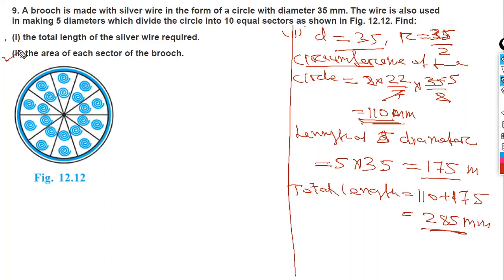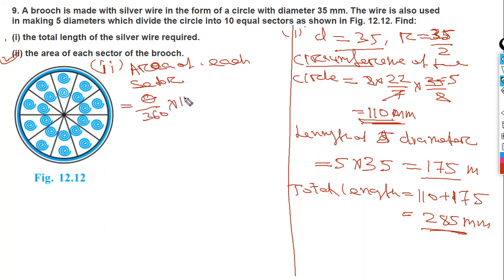Now we will move to the second part: area of each sector of the brooch. You can directly find the area also. Area of each sector is equal to theta by 360 into pi r square.